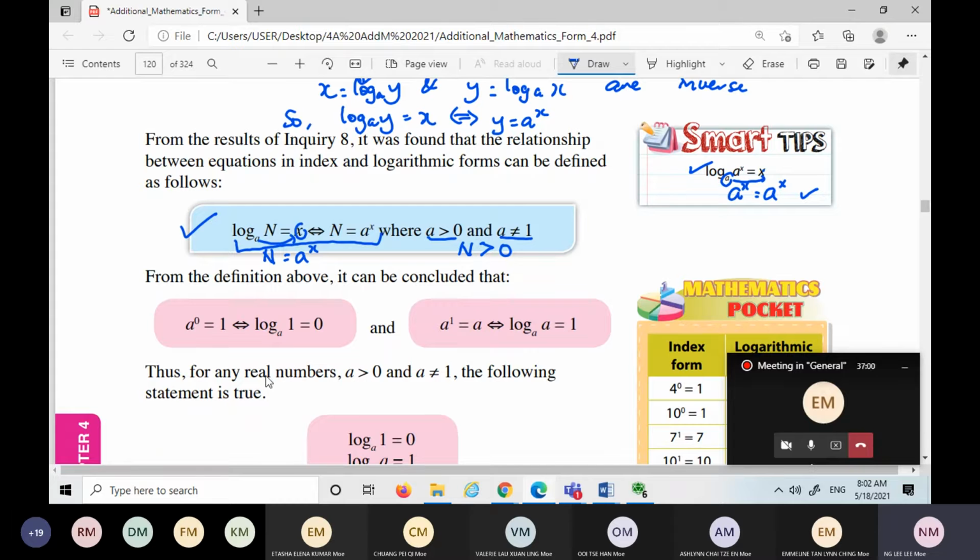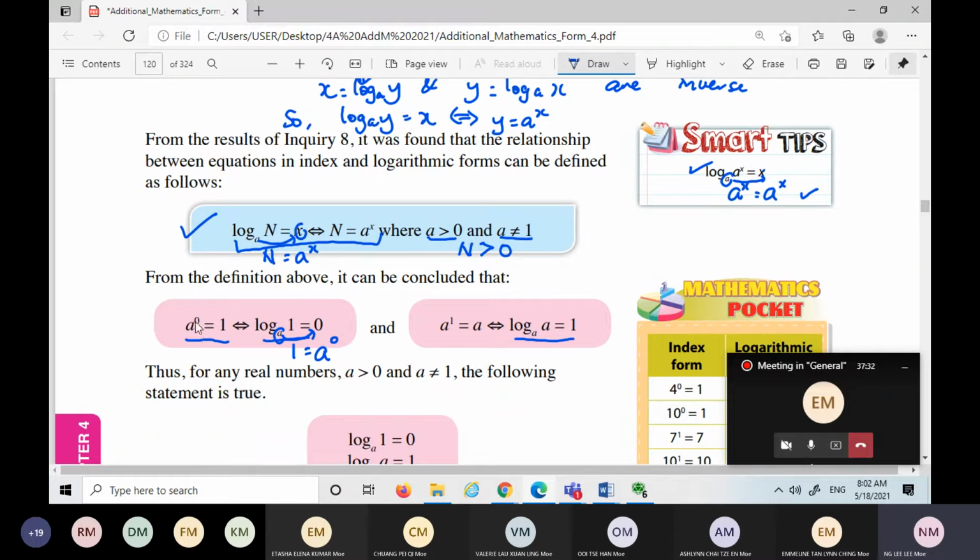Okay, this one just now we proved already. This one also we proved already. If I change from the logarithmic form to an index form, we do one by one. The a base moves to this side and becomes the base a. The 0 moves out and becomes the power. Is a to power 0 equals to 1? A to power 0 equals to 1.